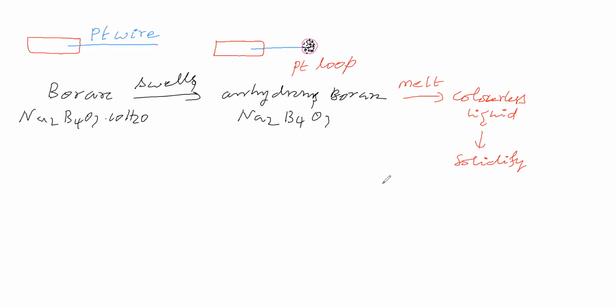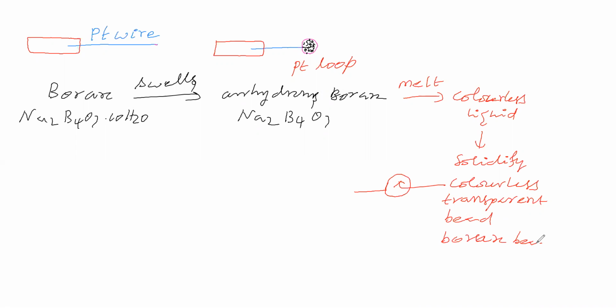Now in the loop, a solid substance is there. It is appearing colorless and transparent. It is looking like a bead. This bead is called what? This bead is called a borax bead.